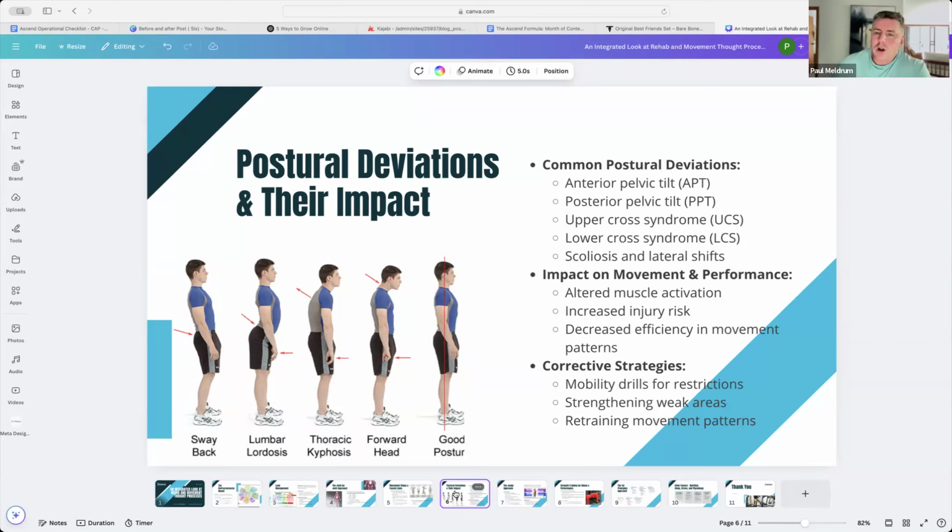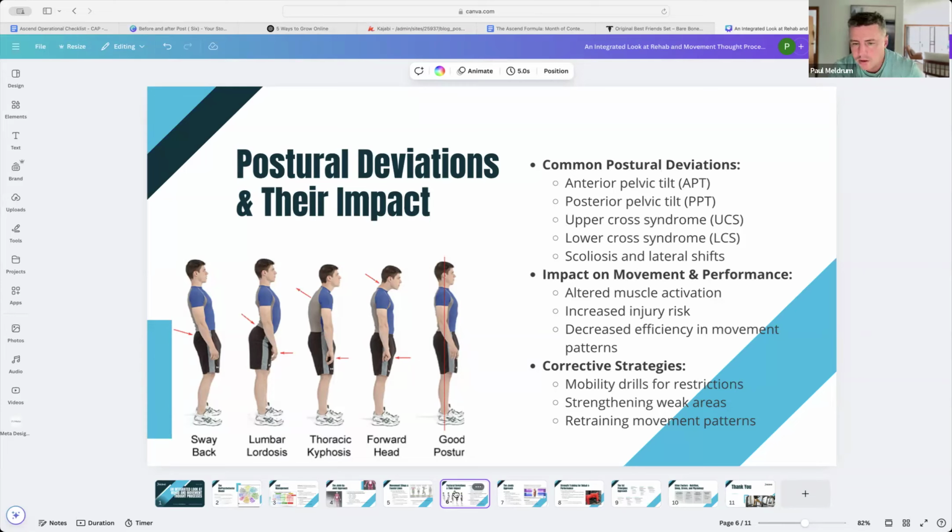So the common postural deviations we have are anterior and posterior pelvic tilt. Their bum is either really arched or tucked under. They have upper cross syndrome where they're rounded in the shoulders and they've got long traps and rhomboids and really tight pecs. Lower cross syndrome, which is very similar to an anterior pelvic tilt, and it's all part of it. And scoliosis and any kind of lateral shift. With postural deviations, I like to look at them because they do have an impact on movement and performance.